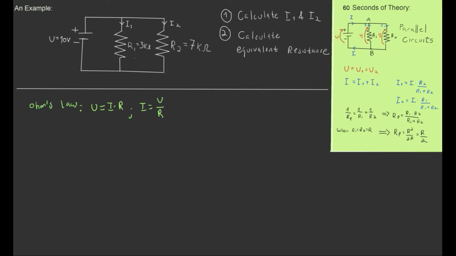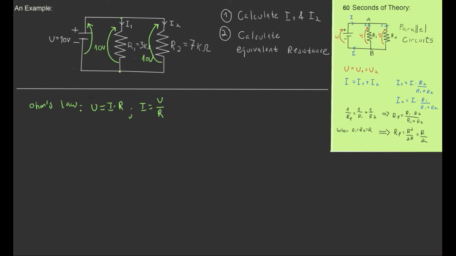Well, you remember that the voltage over branches in a parallel circuit are always equal. And in this case, they're equal to the battery's voltage, which is 10 volts. Therefore, we can write that U1 equals 10 volts. And also U2 equals 10 volts, because they're both connected to the same 2 points and they're in parallel to the battery.